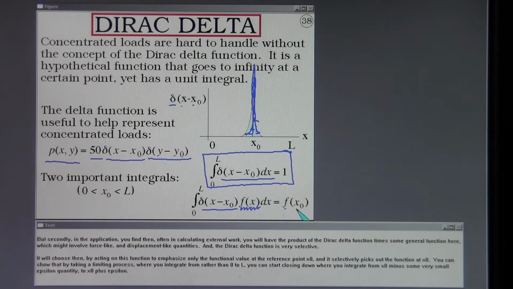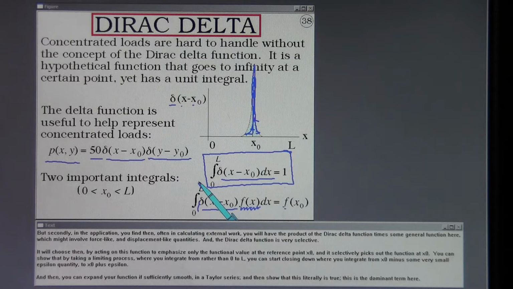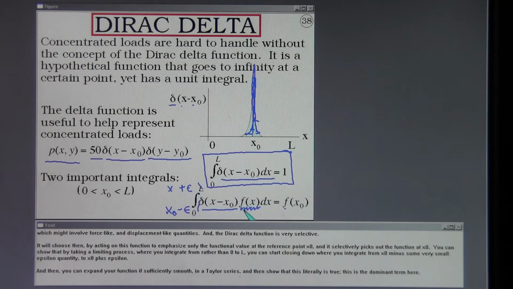You can show that by taking a limiting process where you integrate from, rather than 0 to L, you can start closing down where you integrate from x0 minus some very small epsilon quantity to x0 plus epsilon, and then you can expand your function, if sufficiently smooth, in a Taylor series, and then show that this literally is true. This is the dominant term here.